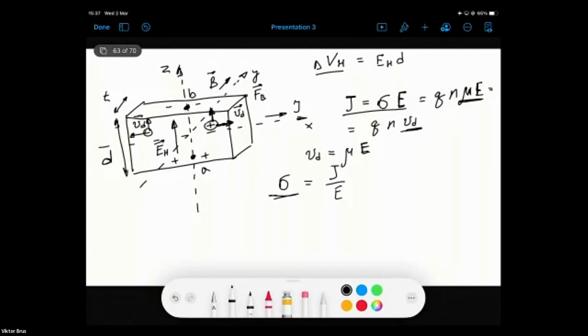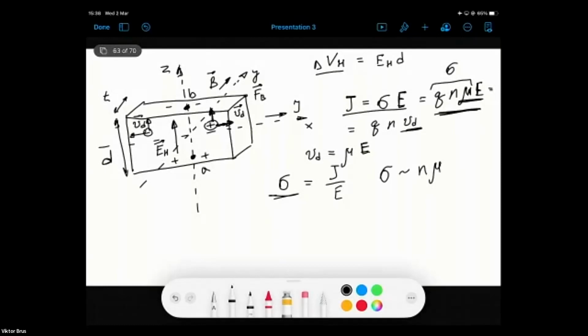However, if we look here, we see that these three terms stand for sigma. We see that sigma is proportional to the product of charge concentration and mobility.